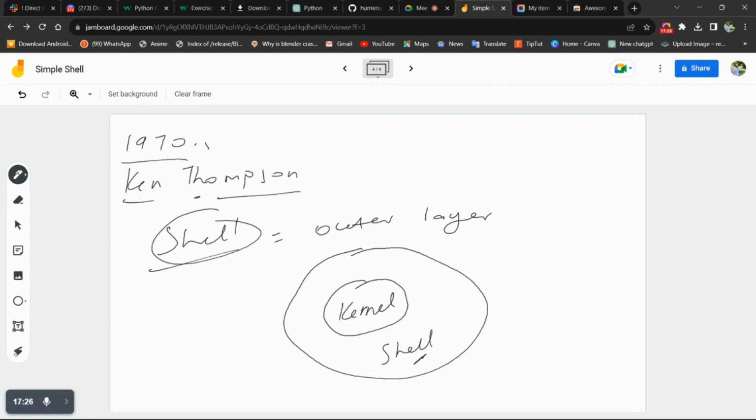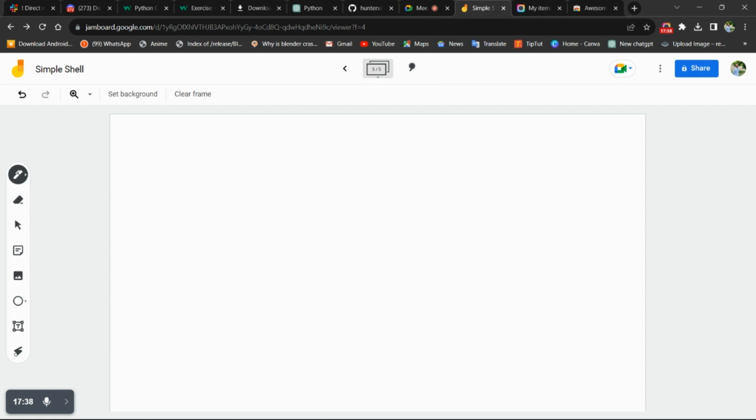So Ken Thompson came up with the idea of shell at Bell Labs, and a lot of things happened after the 1970s. He introduced the shell. It was called SH. So the shells.